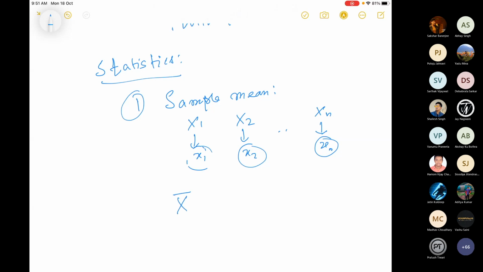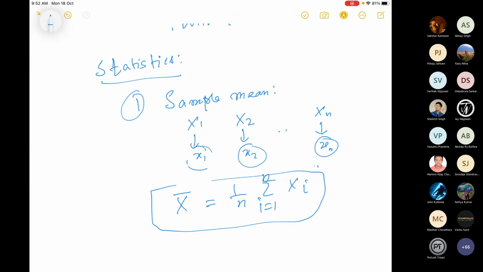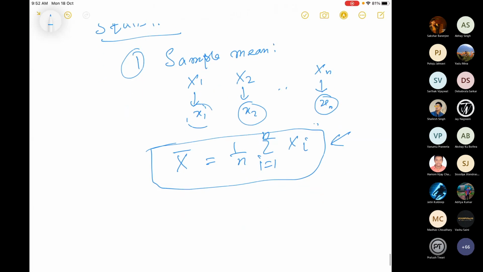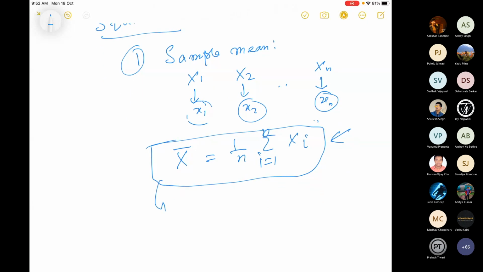We denote it as x bar, which is 1 by n sum over x1, x2, xn. So I can just write sum over capital xi, i equal to 1 to n. This is the notation because this is a random variable again, because it is the sum, a linear combination, of random variables. But actually, in order to realize a value, x bar is 1 by n times x1 plus x2 plus xn.